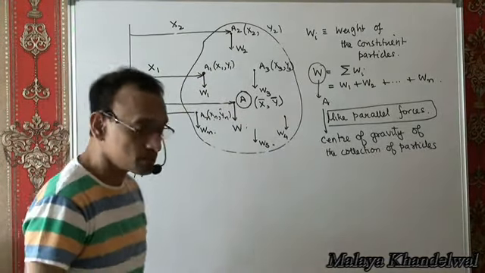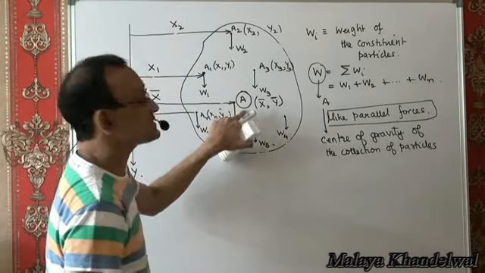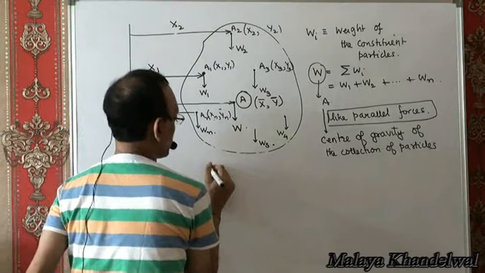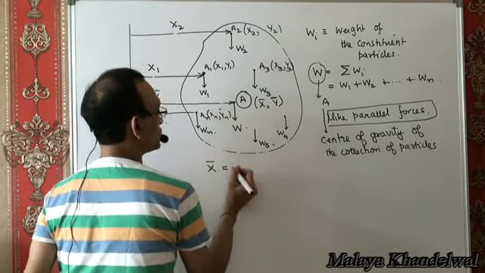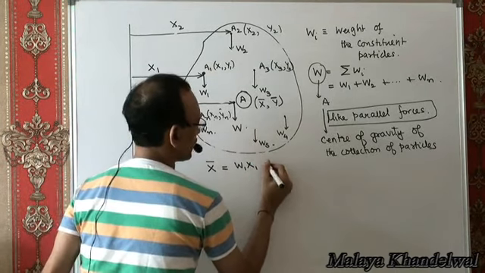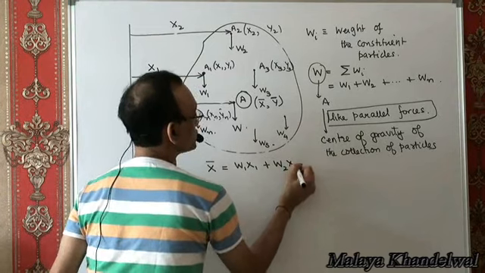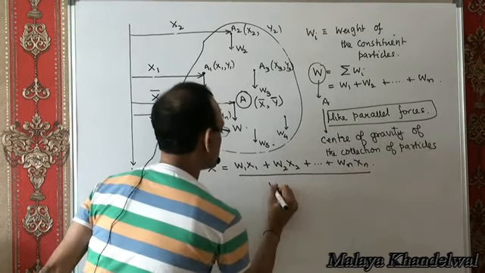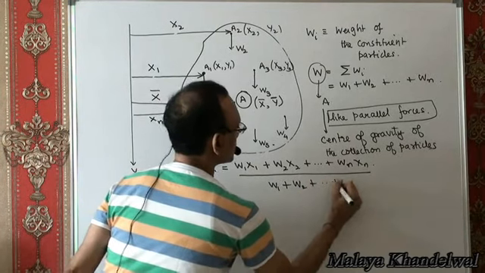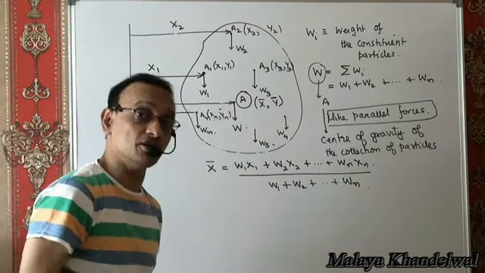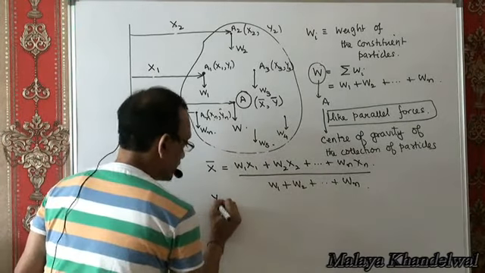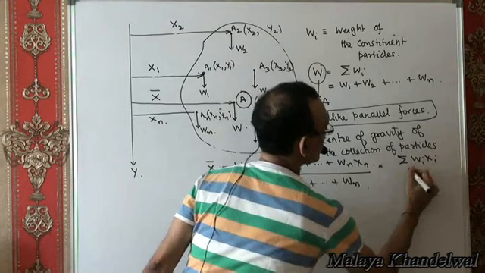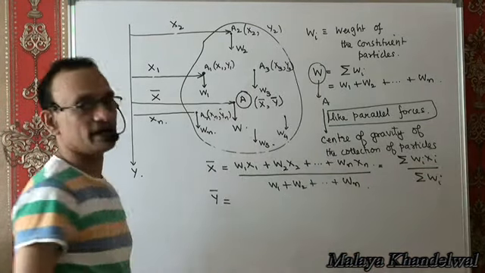Let me tell you then that the x coordinate of A, which is the center of gravity of this system of particles, is given by x bar equal to, taking moments like what I did a little while ago, and you might want to explore why this happens, W1x1 plus W2x2 plus Wnxn by W1 plus W2 plus Wn. This is the x coordinate of the center of gravity of the system. So this is summation Wixi divided by summation Wi.